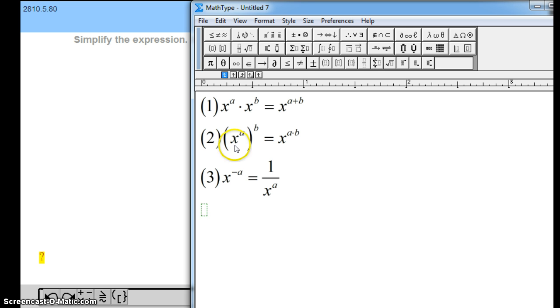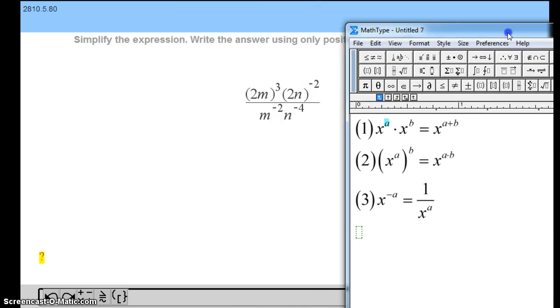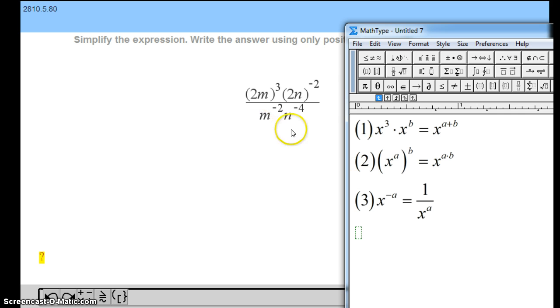The first one is x to the a times x to the b, where a and b are just any numbers that are in the problem. So a might be to the third power, and b is to the second, right? It could be anything. We're just calling them a and b to keep them general. So the rule is x to the a times x to the b equals x to the a plus b. But notice you can't combine m and n. We're going to keep those separate for our problem. But if you have something in the same base, x, then you can use this rule.